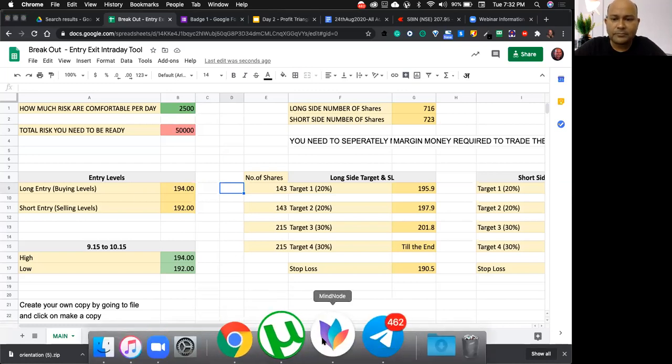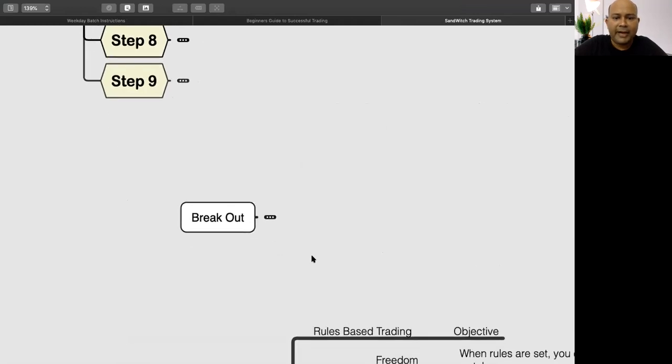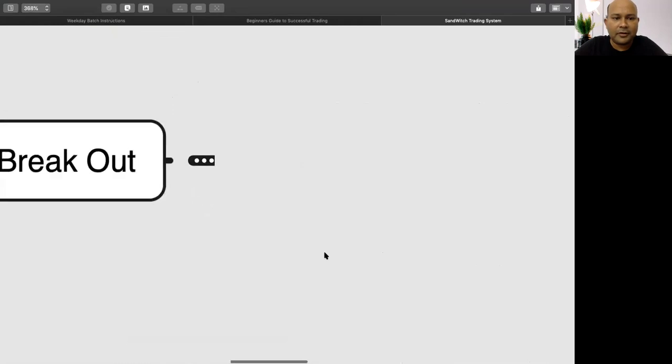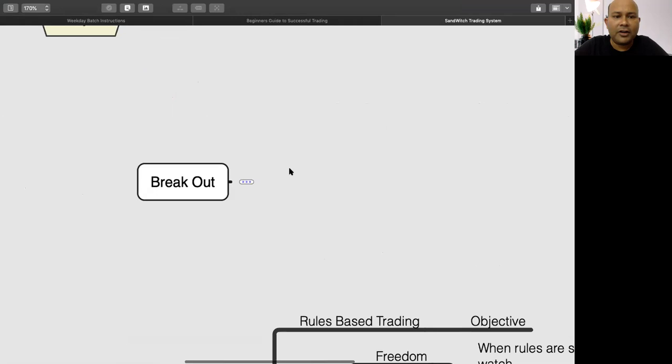Now let's get into the nuts and bolts of the breakouts and all of that stuff. Now I'm back to my mind map to show you some other mind map. Can you all see my mind map? Type MM in the comment box. Type MM.